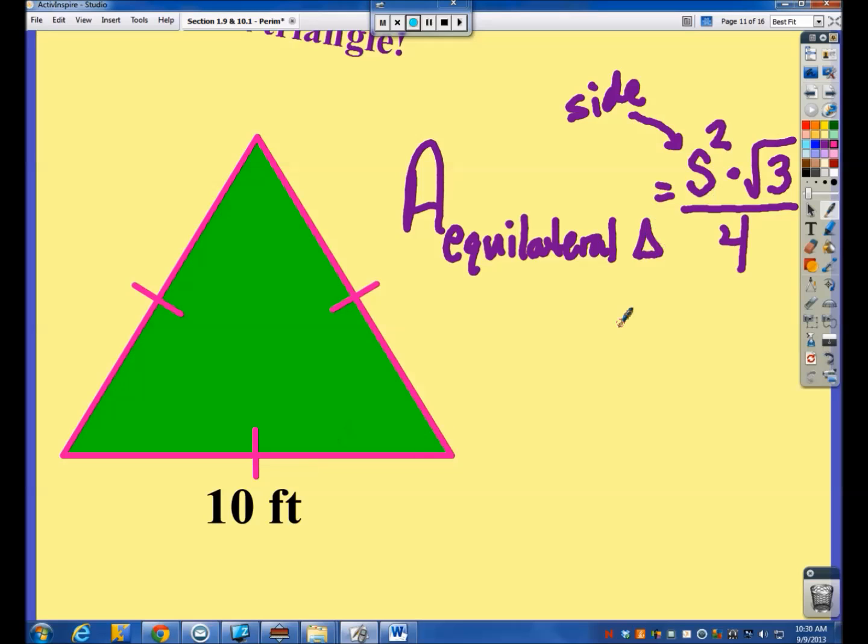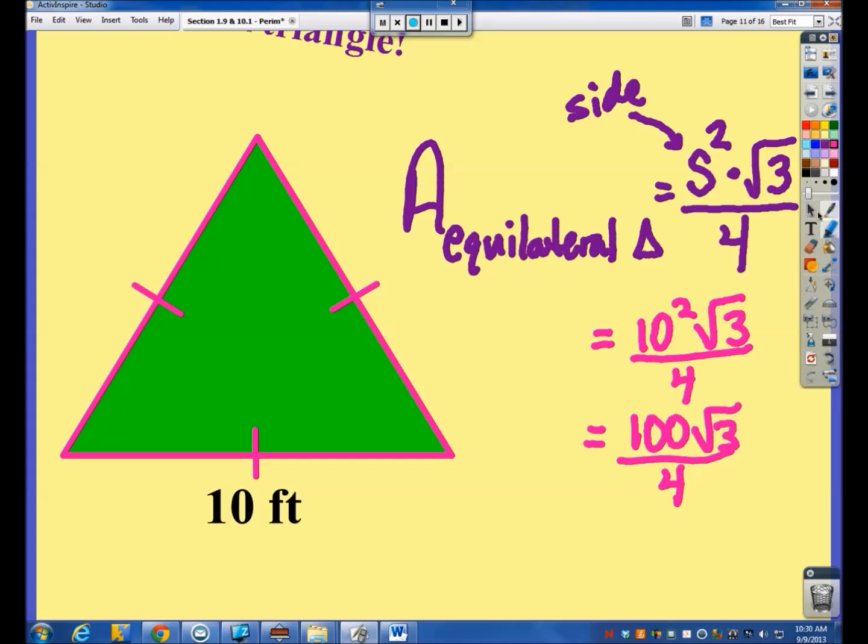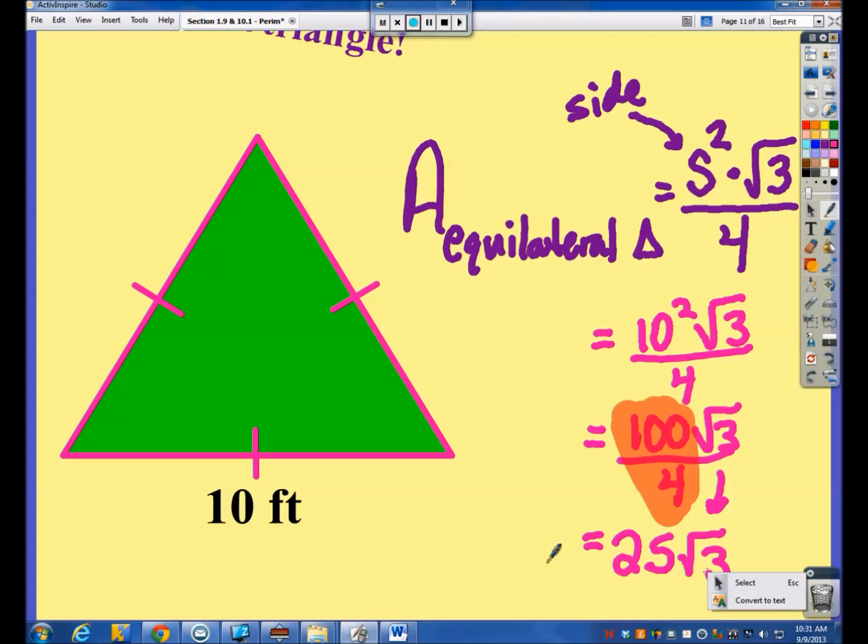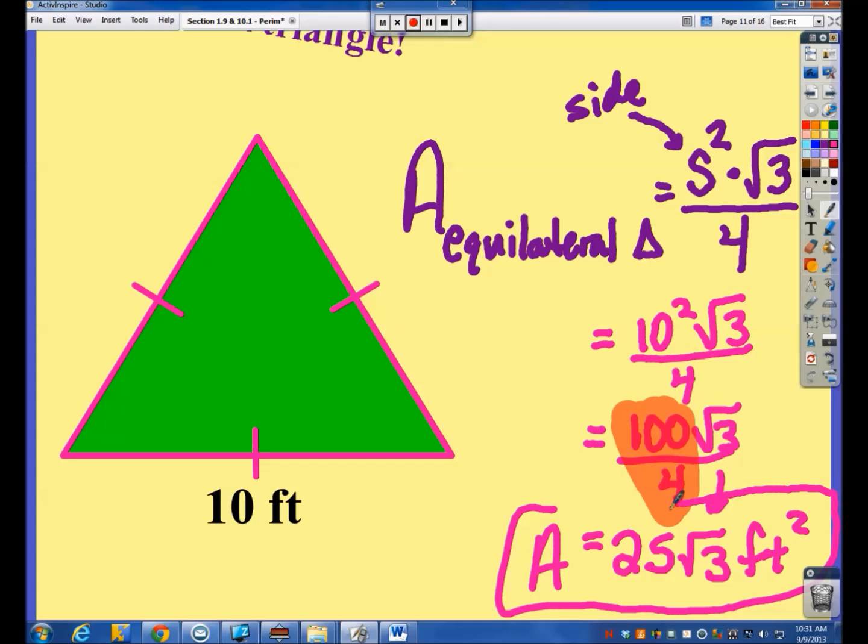So let's just try it again real quick here. Side squared, well my side was 10, so I'd have 10 squared root 3 divided by 4. Well, 10 squared is 100, root 3 divided by 4. I can simplify this part because those are actual whole numbers that aren't square roots, and 100 divided by 4 is 25. I drop down the root 3, and there's the same area that I got before, just a lot faster. So you can use this formula if you like for equilateral triangles, or if you forget, you can always just drop down a height.